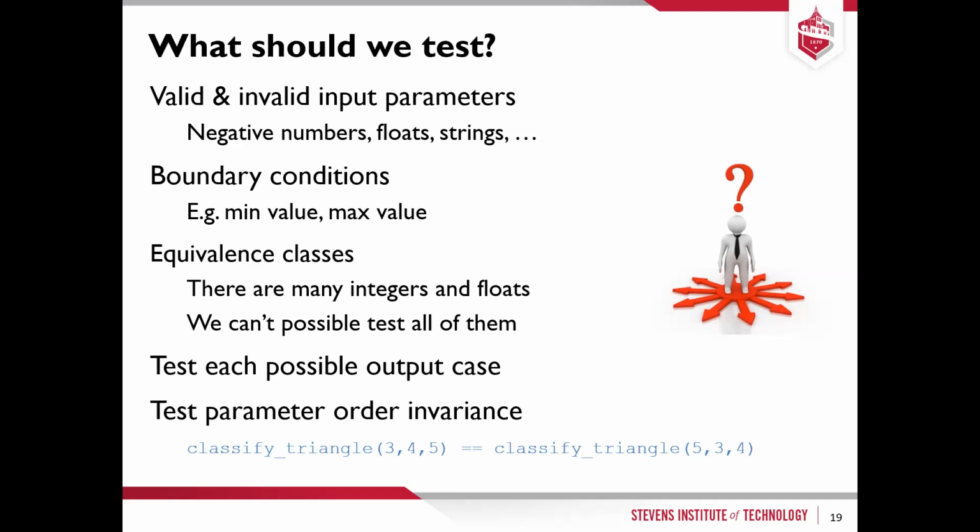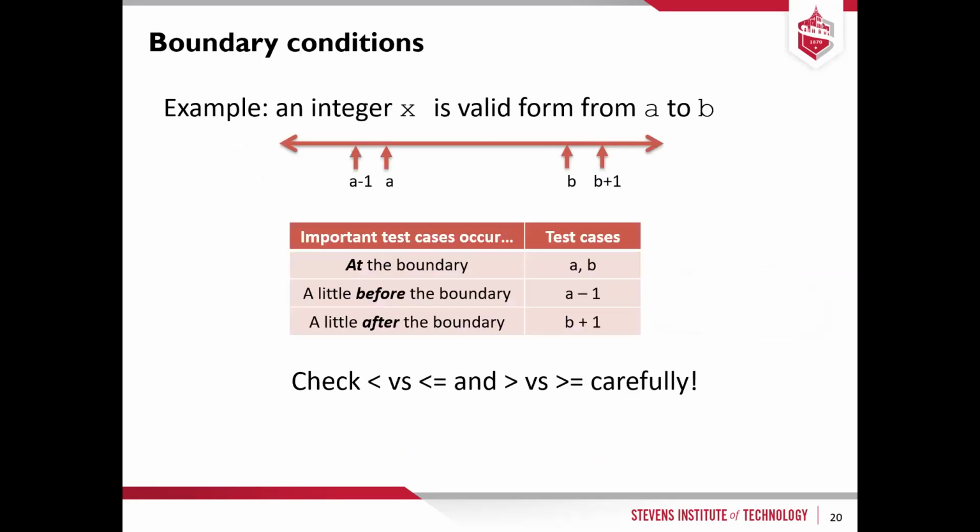Also, we need to test the parameter order invariant. In the example of the triangle, it doesn't matter if I introduce triangle with the legs of ABC or BCA. They both are the same triangle, right? So I need to test to make sure that my system understands that. For the boundary conditions we already talked about, we need to check a little bit less and a little bit more.